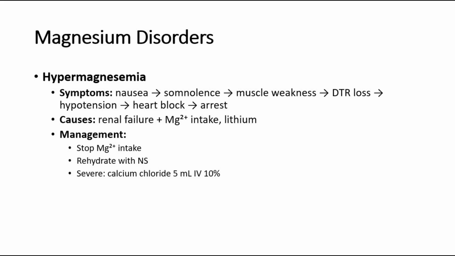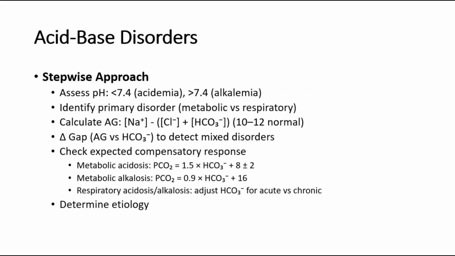Acid-base disorders require a systematic approach for diagnosis and management. The initial assessment involves evaluating pH to determine acidemia or alkalemia, followed by identification of the primary disturbance based on bicarbonate and carbon dioxide levels. Anion gap calculation helps differentiate between normal and increased anion gap metabolic acidosis. Compensatory mechanisms by the lungs and kidneys are then assessed, and deviations from expected compensation may indicate mixed disorders.